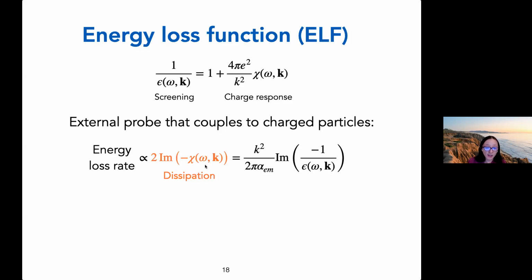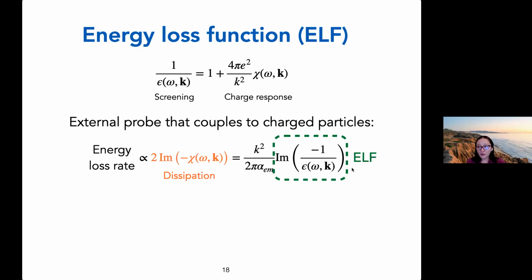And so just from this first argument, and applying the fact that the charge response is related to the dielectric response, that means the dark matter electron scattering rate has to be proportional to the imaginary part of -1 over the dielectric function. So this function, this imaginary part of -1 over epsilon, is also called the energy loss function.